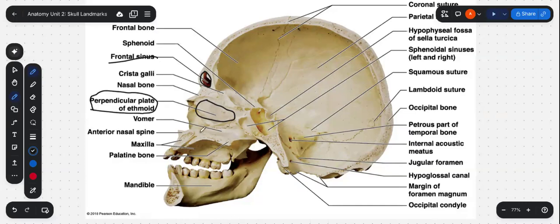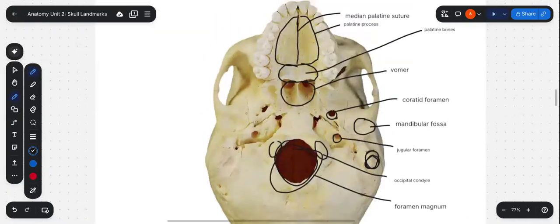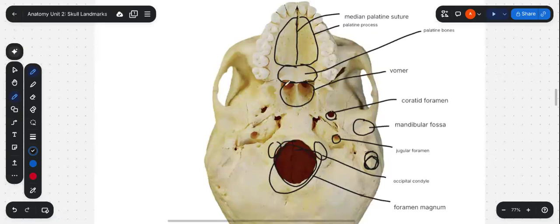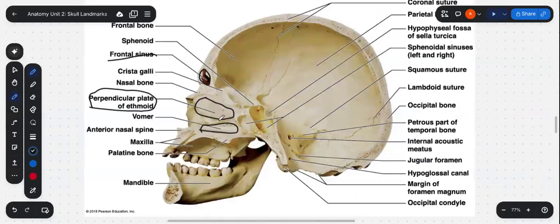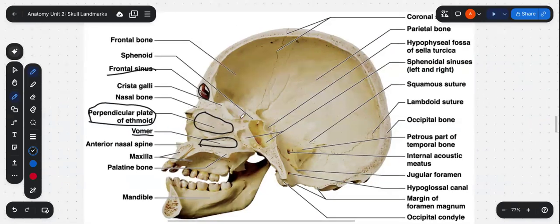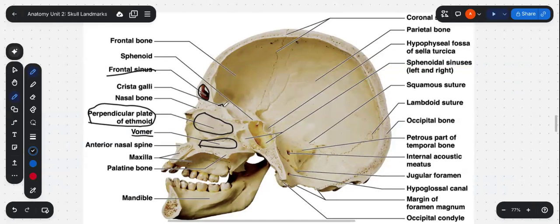Your vomer is going to sit right underneath it. So if you remember when we were looking at this view, you can see that the vomer is kind of like that portion and this line that's in between. Now you can see more closely the line, and that is your vomer. Finally, you have your crista galli. Crista galli are going to be these little points that are up here at the top. So that is the crista galli. Then you have the sphenoidal sinus, which is this hole over here.